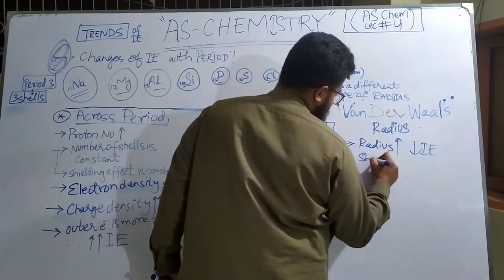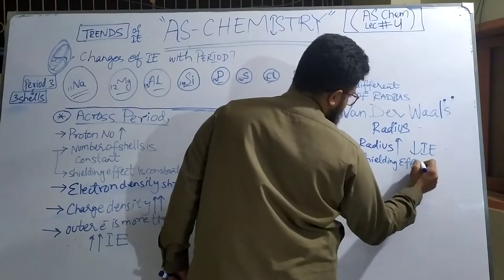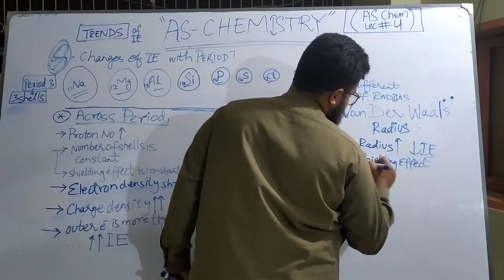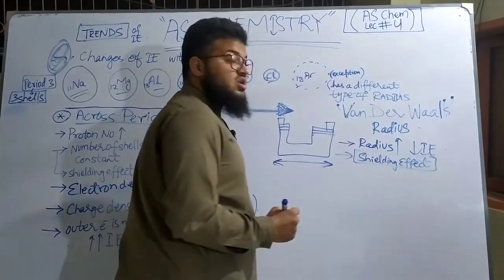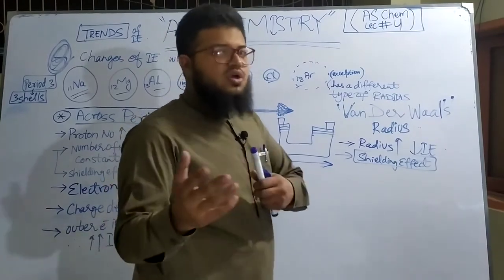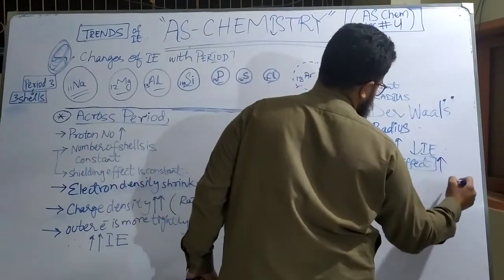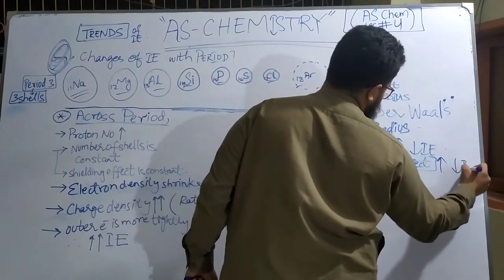And I've explained in the previous two lectures what the shielding effect is. Shielding effect is the opposition provided by the inner shell electrons to the outer shell electrons to shield it from the nuclear attraction, right? Just a quick recap of that definition. So as you increase the shielding effect, the ionization energy has to decrease.